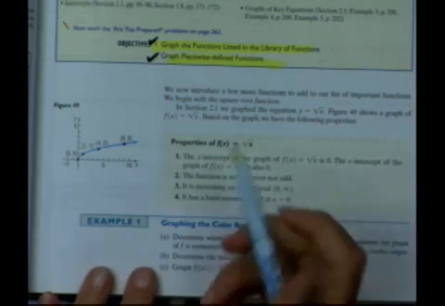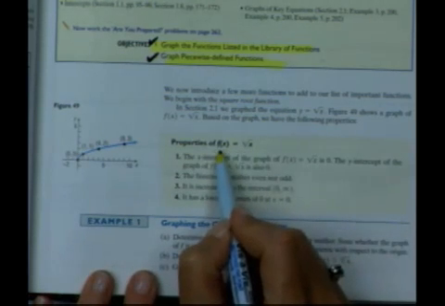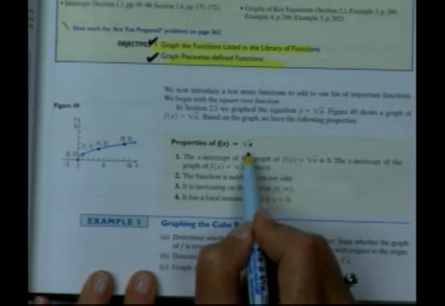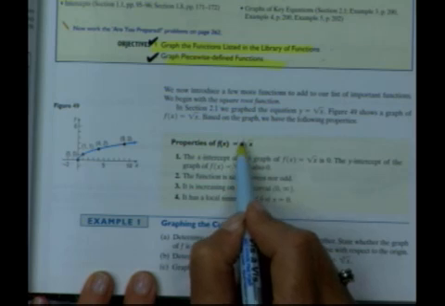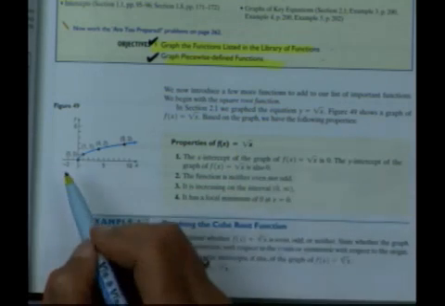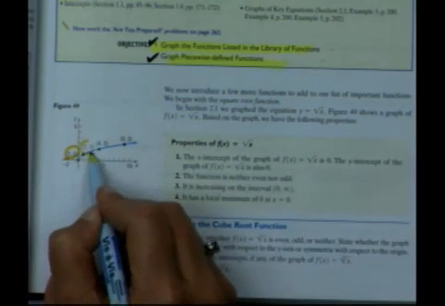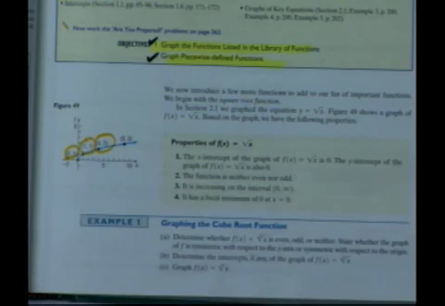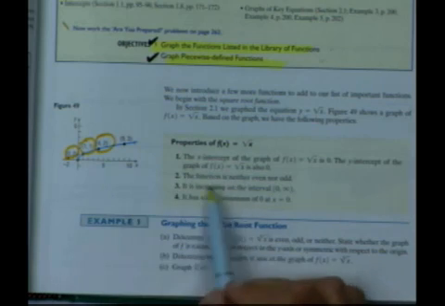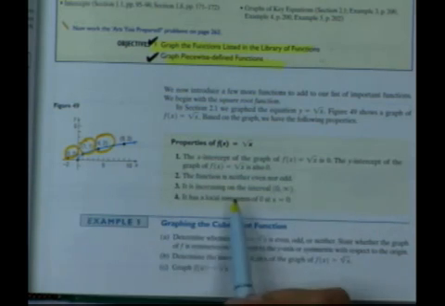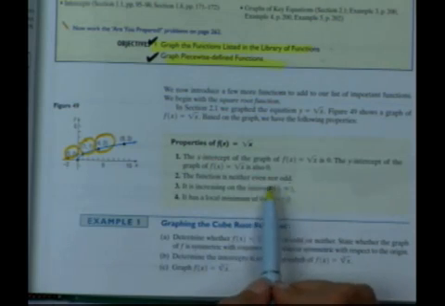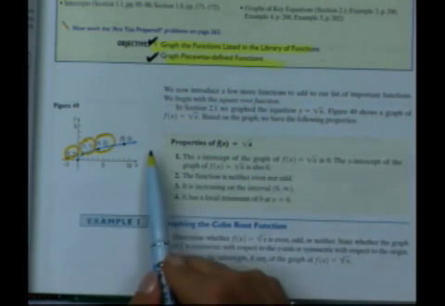The first one, just like we just looked at, is the function f of x equal to the square root of x. Our key points are going to be 0, 0, 1, 1, and 4, 2. When you sketch y equals square root of x, always identify at least those 3 key points. It talks about some of the properties, x and y intercepts. We don't talk about even and odd functions in here. This is an increasing function.